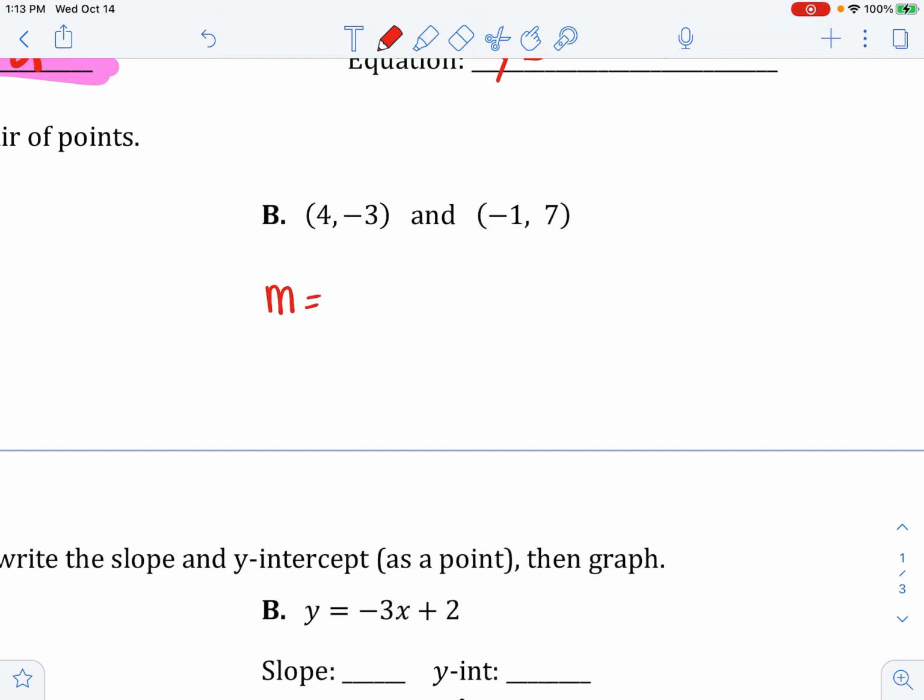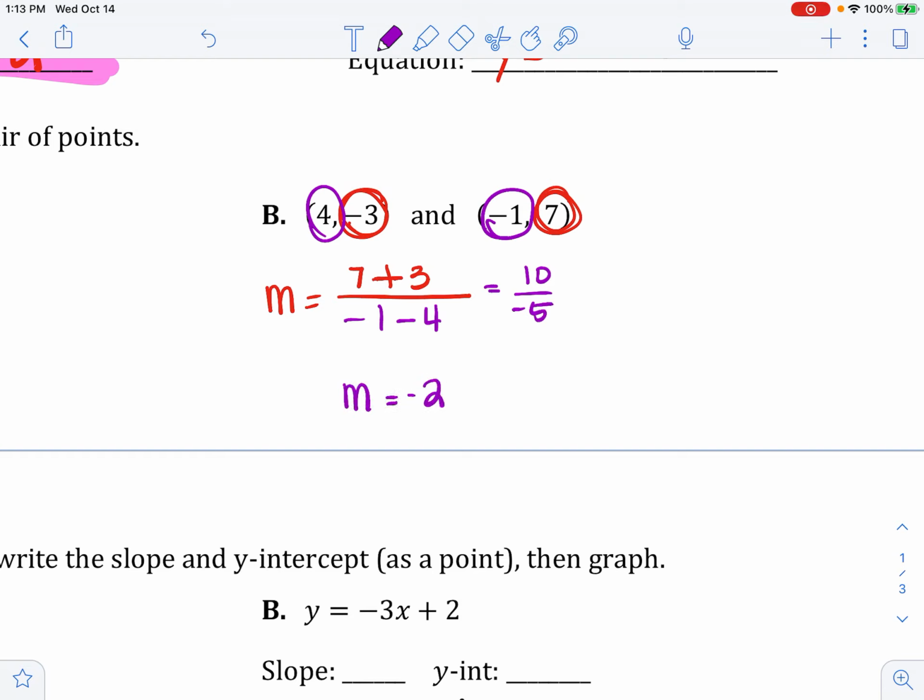All right, let's try another one. m equals y2, which is 7, minus y1, which is a -3. And then minus, I wrote that down right away, and then a -3. So double negative again. Double negative turns to positive. Now I'm going to do x2, which is -1, minus x1, which is 4. So that is 10 over -5. So my slope is -2. Remember, if the fraction is simplifiable, you want to simplify it.